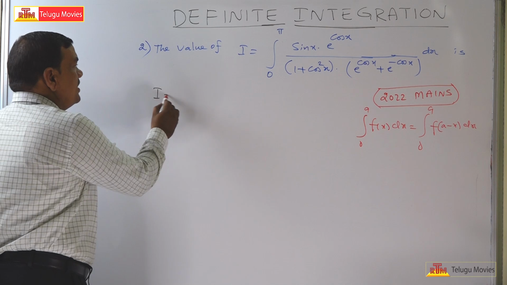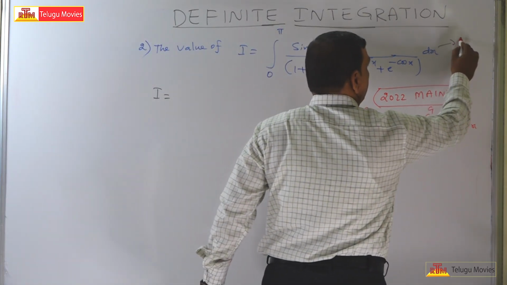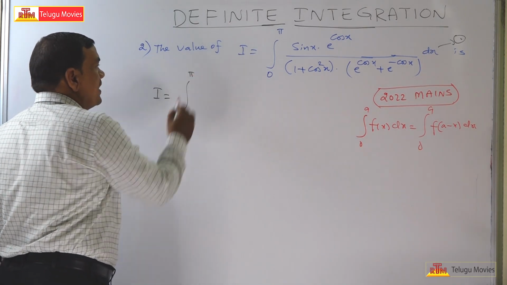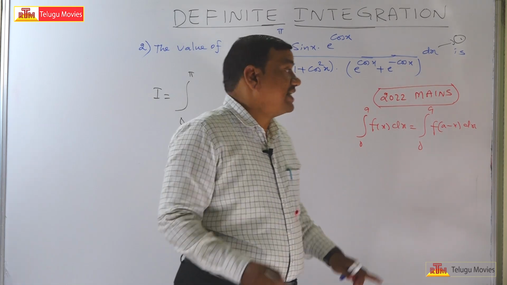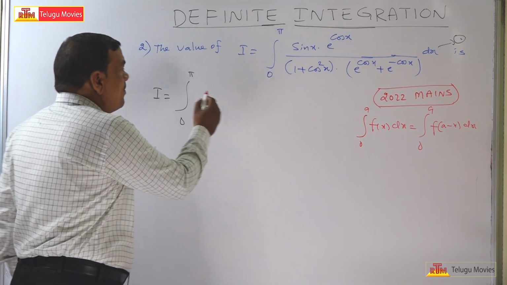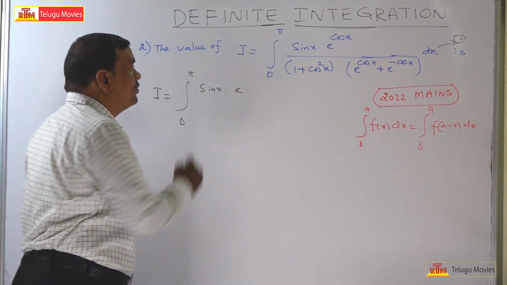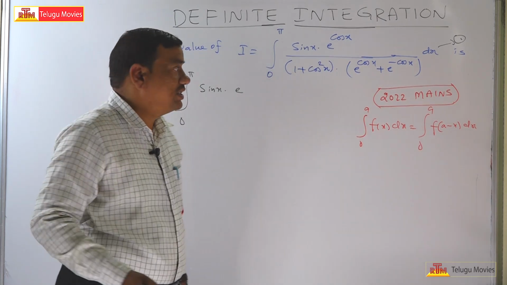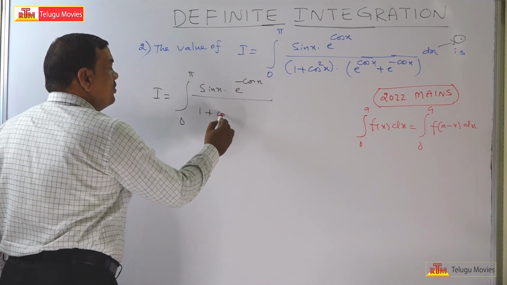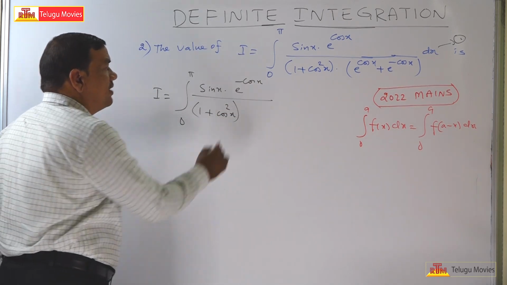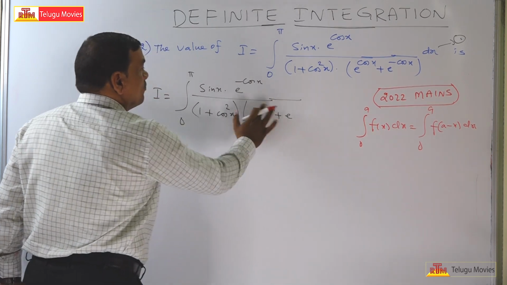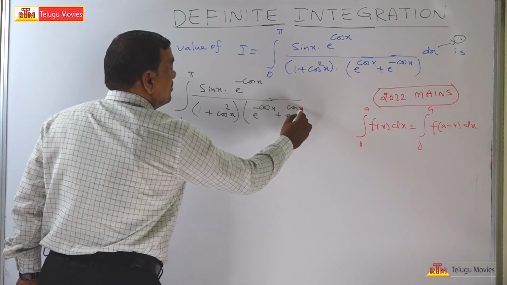Call this equation number 1. Therefore I is equal to integral 0 to pi. Now here f of a minus x means wherever x is there, substitute pi minus x. Sin of pi minus x is equal to sin x, e to the power of cos of pi minus x is e to the power of minus cos x, upon 1 plus cos square x, since the square makes it positive. This is e power minus cos x plus e power cos x into e power cos x dx.